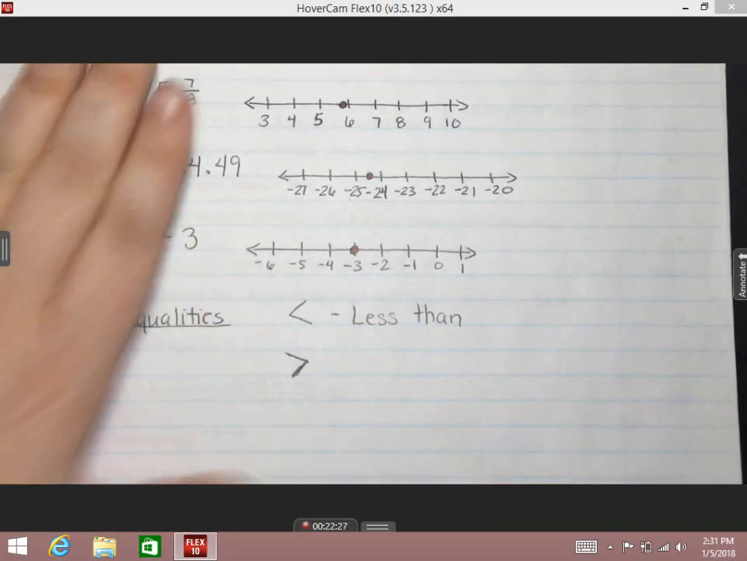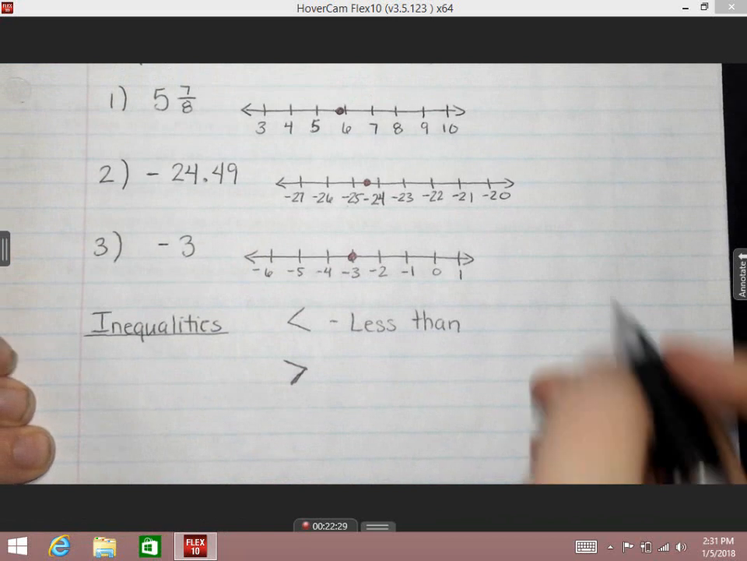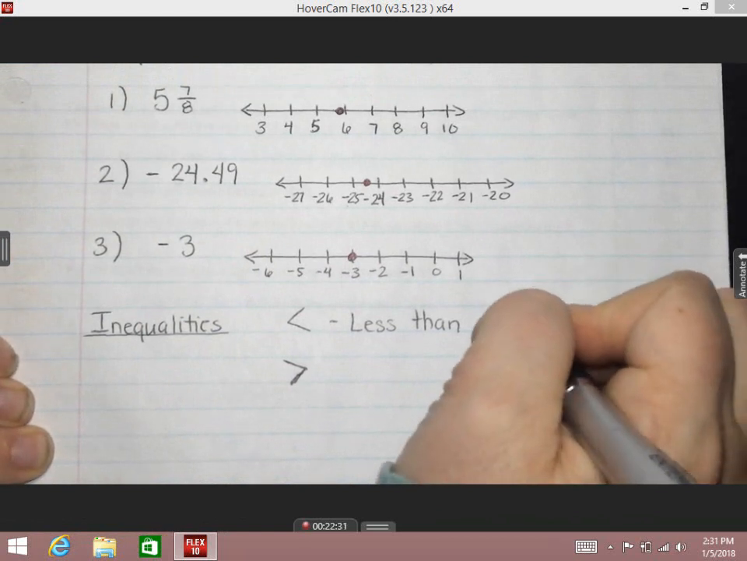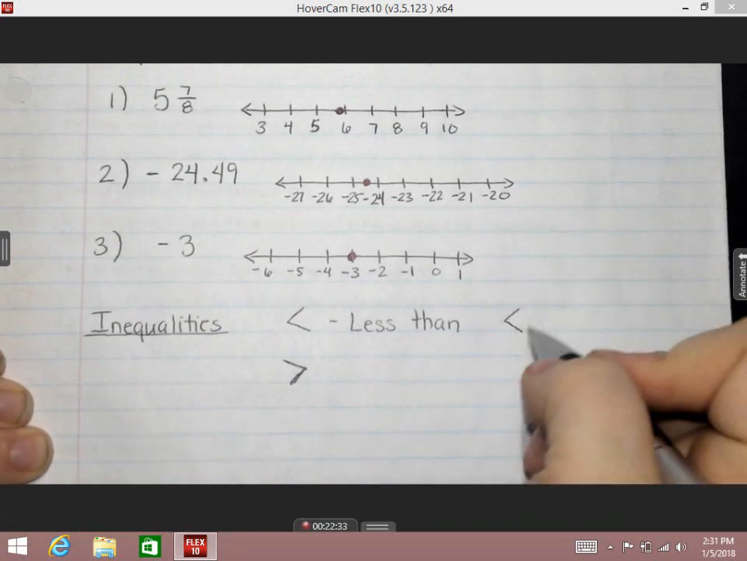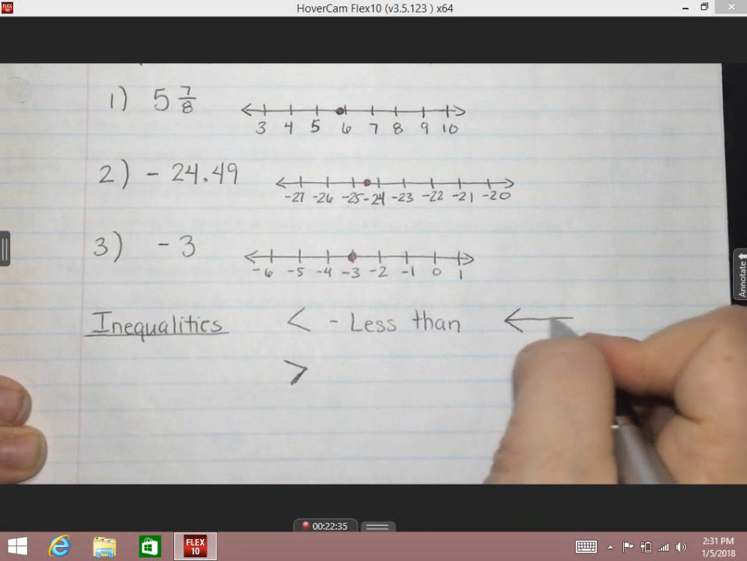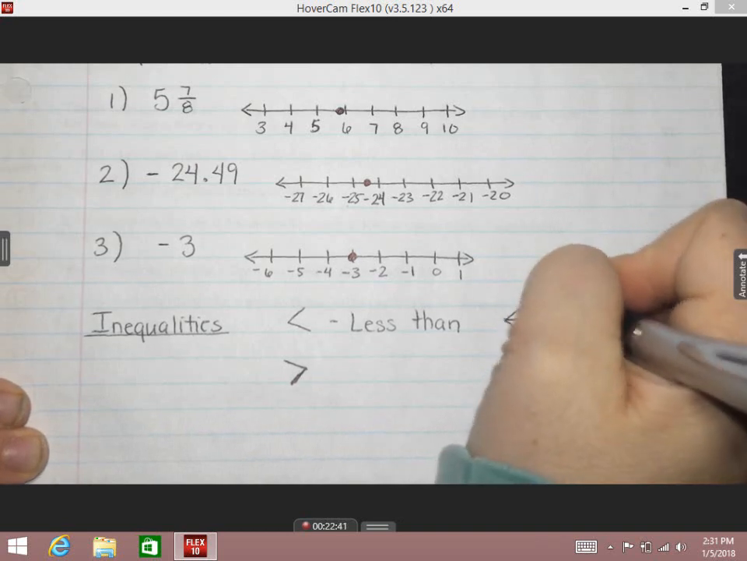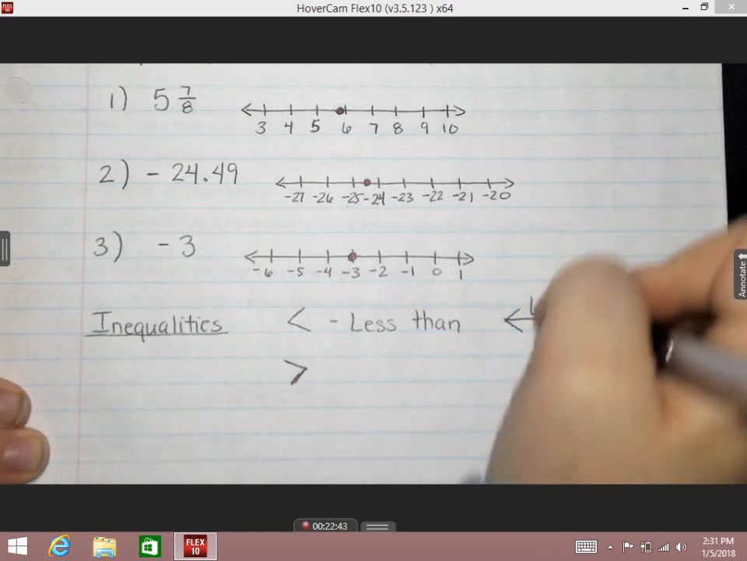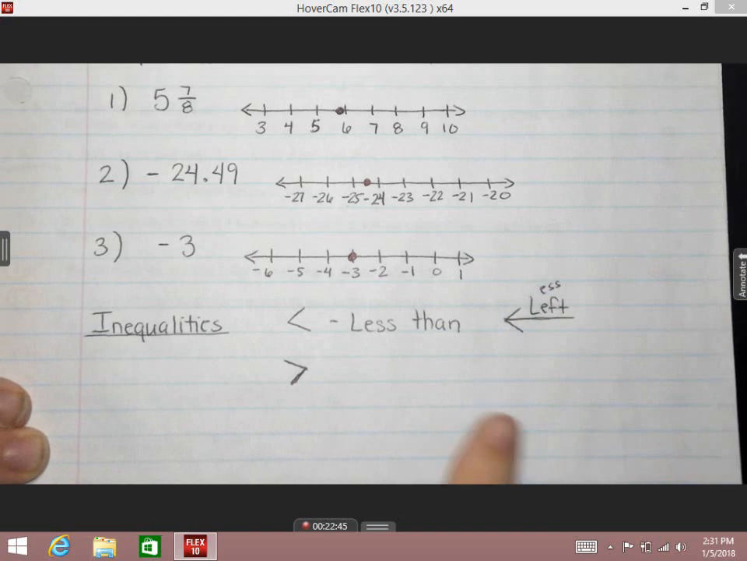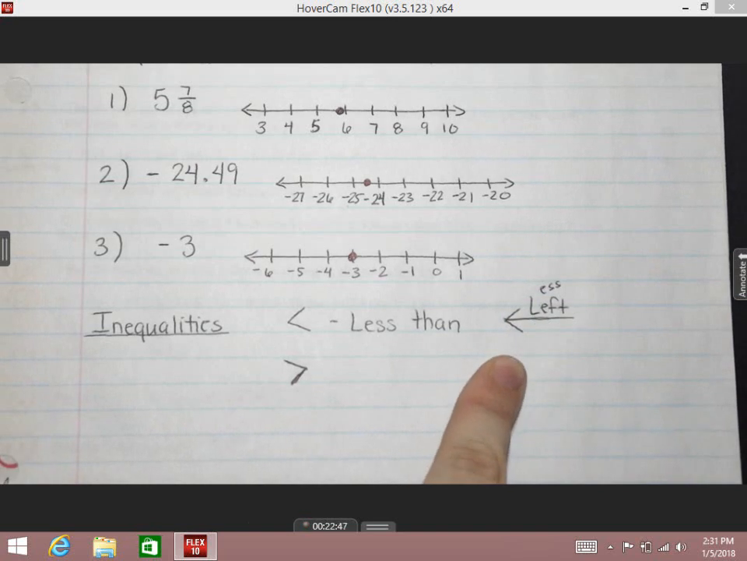Something else that's neat about this, another way that we can remember this. If I draw my less than symbol, so there it is, what if I draw a line coming from that? Now that's an arrow, isn't it? What direction is that arrow going? Left, which also stands for less. Okay, another way you can remember this.